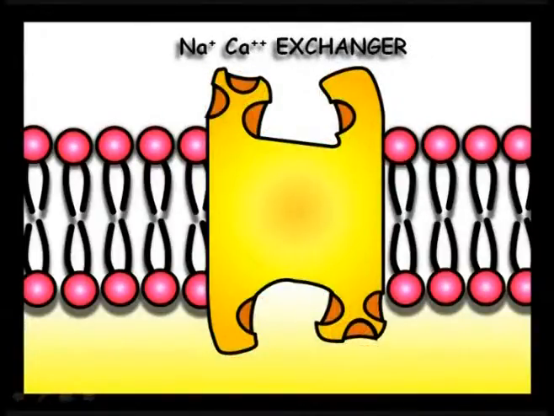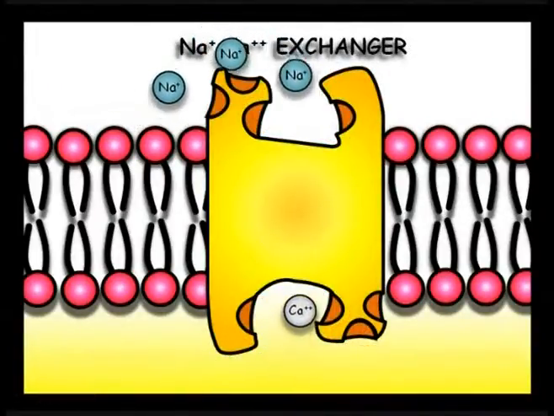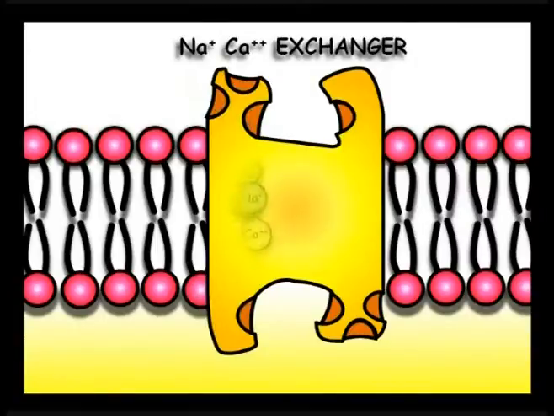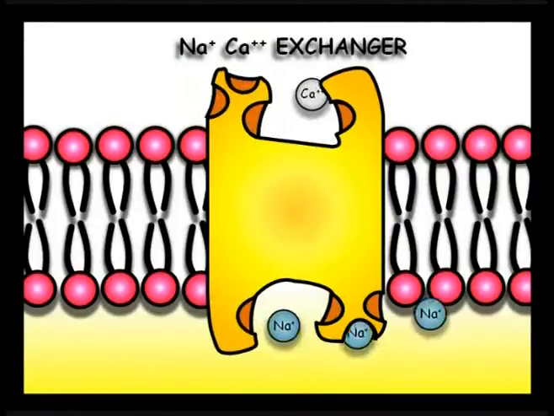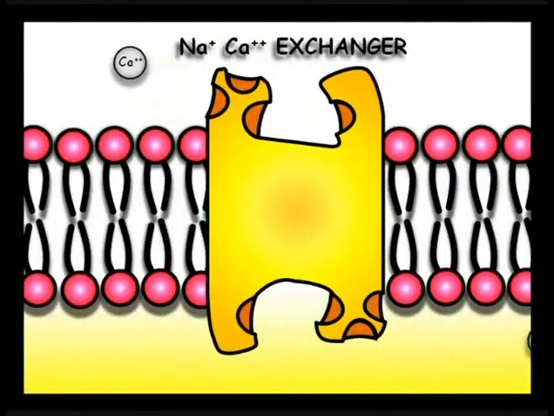If the solute moves in the opposite direction as that of the ion, the process is called antiport or countertransport. An example of this is a sodium-calcium exchanger. It uses the electrochemical gradient of sodium to pump calcium out of the cell. 3 sodium ions enter the cell for each calcium ion that is extruded.